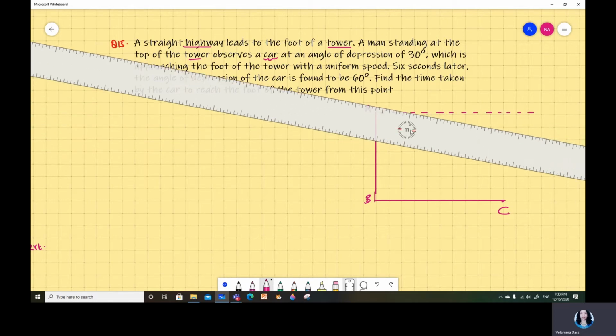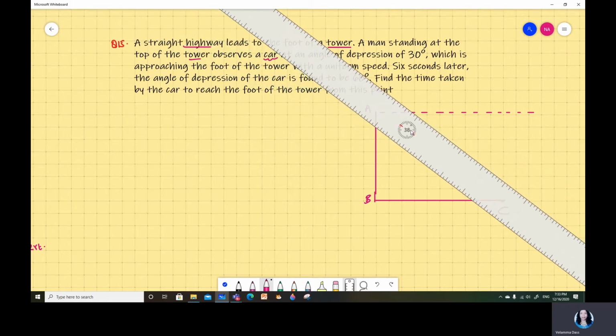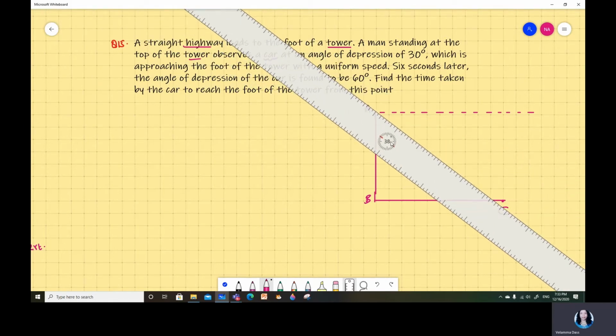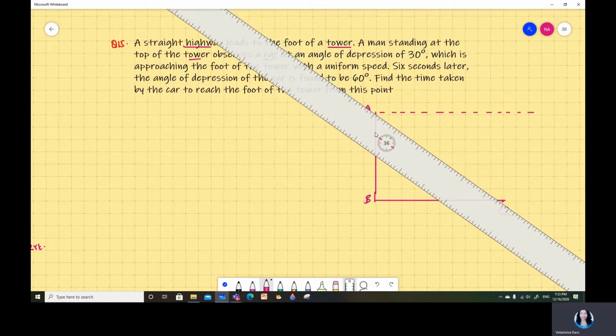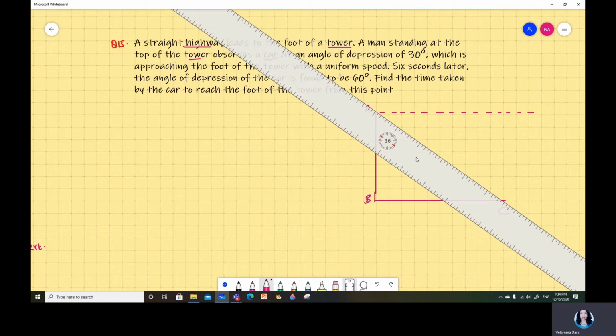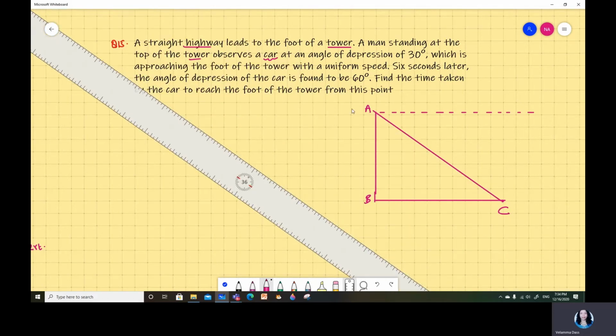So here AC, what is AC? AC is the line of sight, and therefore you get the angle of depression from point A to C, correct? So from point A to C, we get the angle of depression. The angle is found to be 30 degrees. So this angle is 30 degrees. I'll just name this angle as T.